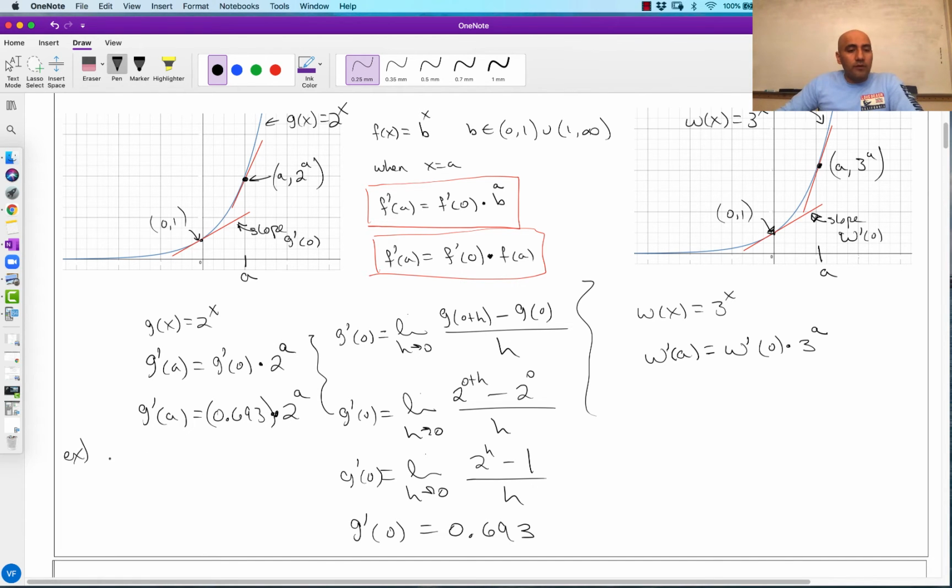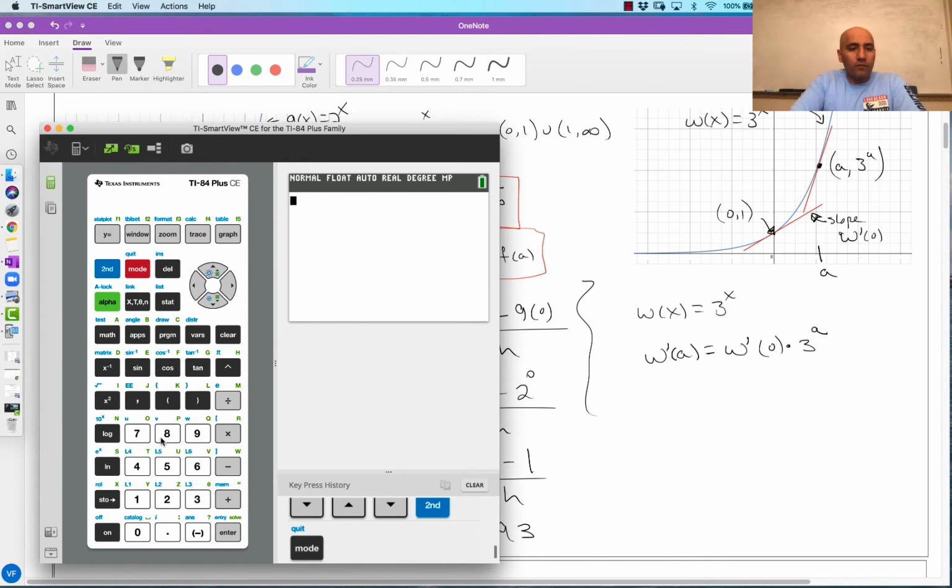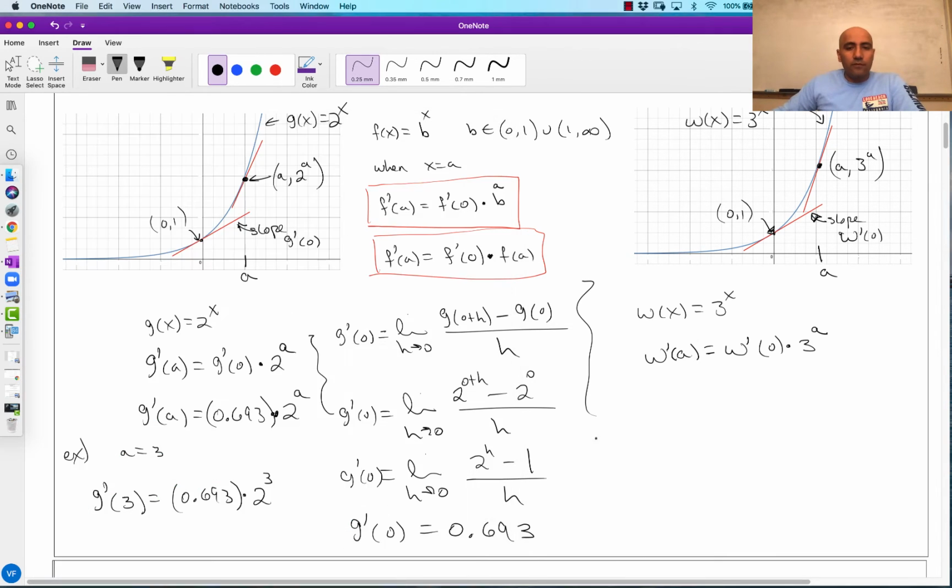Right? So for example, if I wanted to find when a equals 3, and I wanted to find the derivative of this function at 3, then it's going to be equal to 0.693 times 2 to the third power. So this is going to be 8 times 0.693. 2 to the power of 3 is equal to 8, times 0.693, which is 5.544.